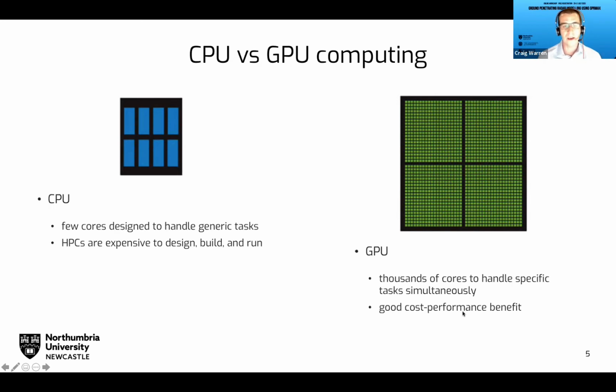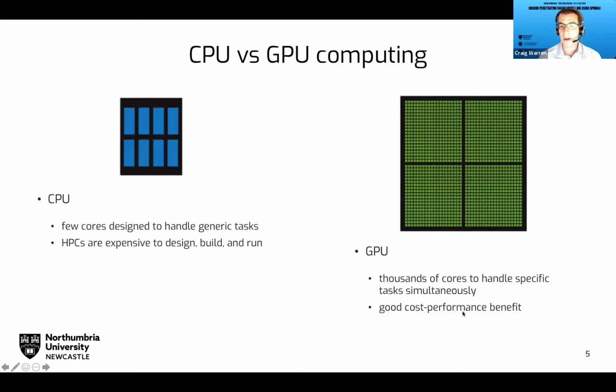And additionally, as I said before, our access to high performance computing has improved. High performance computers have improved, but they are still very expensive to design, build, and run. And certainly the larger ones, you're still only going to get access to them through a research center or a university, or some kind of nationally provided system. So they are still expensive.